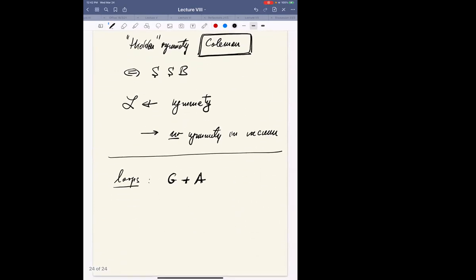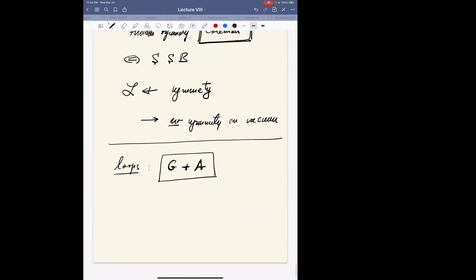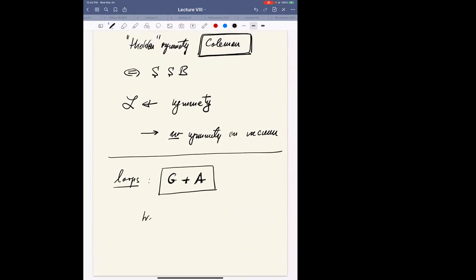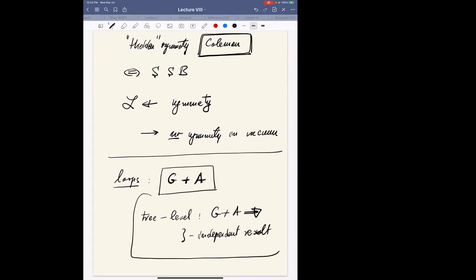Well, look, I won't do it at the loop level because it will be very long. Let's do the tree level. I'm going to do it actually at the tree level, but the principle is the same. Show how G plus A give you a xi independent result. And it's very nice seeing it on an example; to me it's more illustrative than proving a general theorem. There is a magic of how xi cancels.